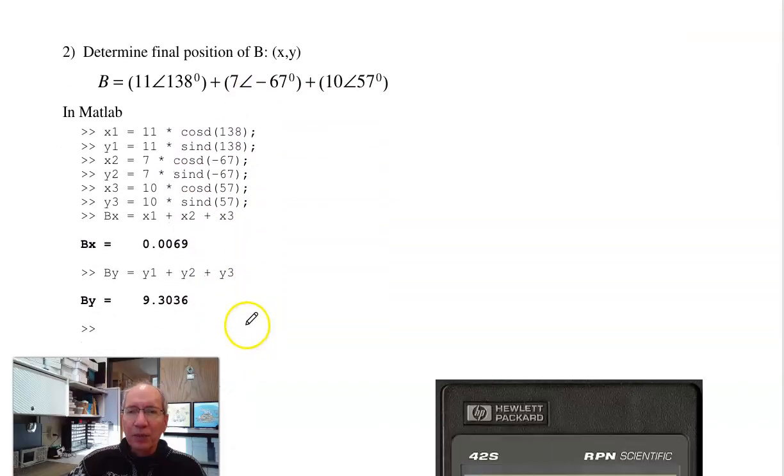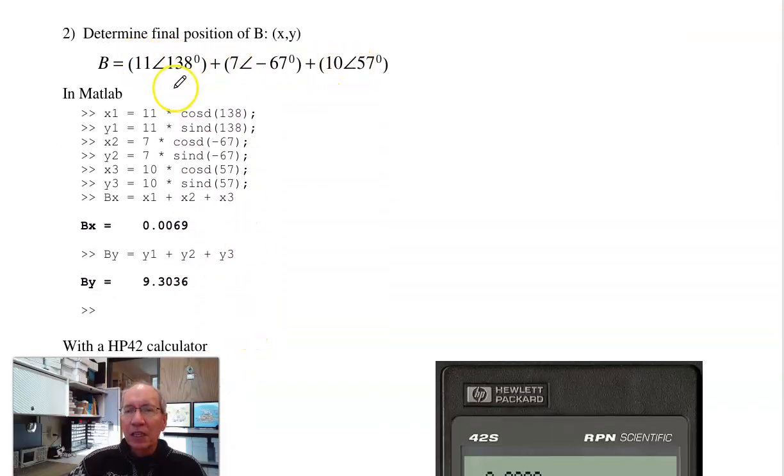The second problem, adding these vectors together. Again, the trick is to pull out the x and y component. X is r cosine theta, y is r sine theta. Do that for the first point, second point, third point. Add the x's, add the y's. Here's where I wind up.